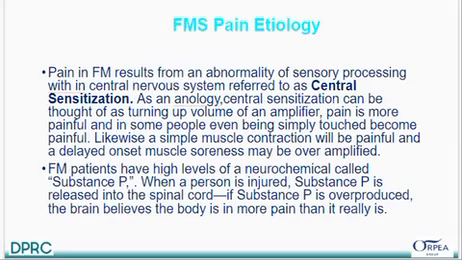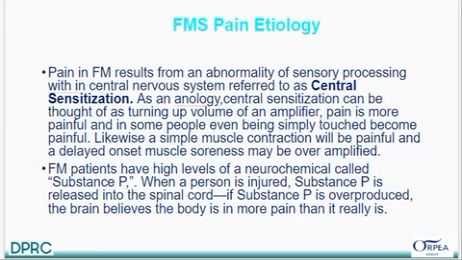So, what is the etiology? Pain in fibromyalgia results from an abnormality of sensory processing within the central nervous system, referred to as central sensitization. As an analogy, central sensitization can be thought of as turning up the volume of an amplifier. Pain is more painful, and in some people, even being simply touched becomes painful. Likewise, a simple muscle contraction will be painful, and delayed onset muscle soreness may be more amplified. So the pain will be more amplified in FMS.